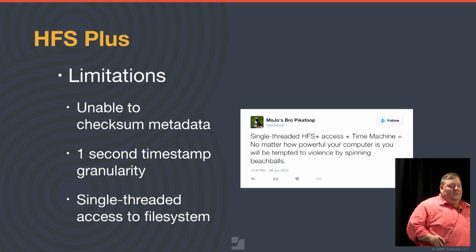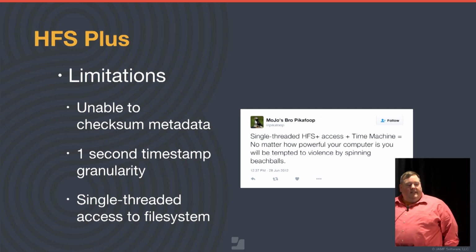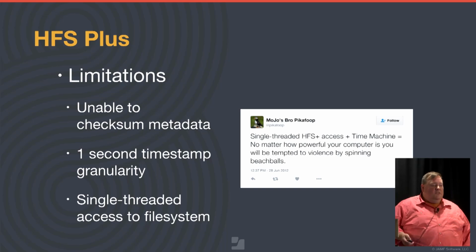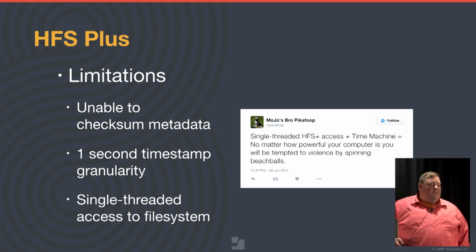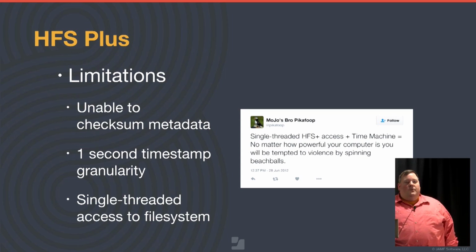So, HFS Plus first shipped in 1998. This is 19 years ago. Since then, file systems on other platforms have shipped that include features that are not present in HFS Plus. One is data checksumming. HFS Plus does not include the ability to checksum metadata. That helps to detect file corruption. Also, timestamp granularity. HFS Plus has 1 second timestamp granularity. That means that reads and writes to the file system can only be tracked down to the second. Other file systems are able to track down with nanosecond timestamp granularity, and that means that reads and writes to the file system are able to be tracked much better.